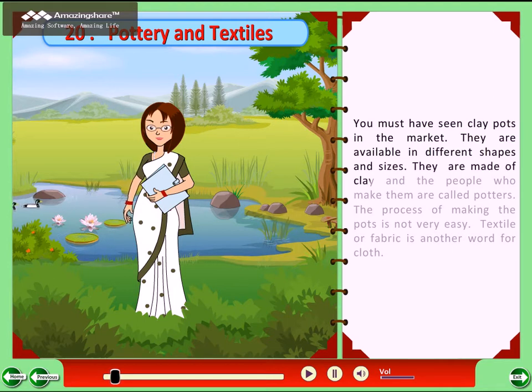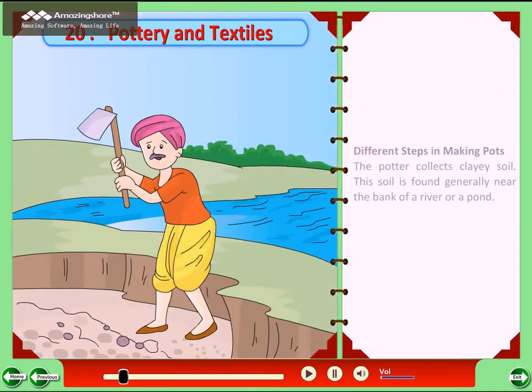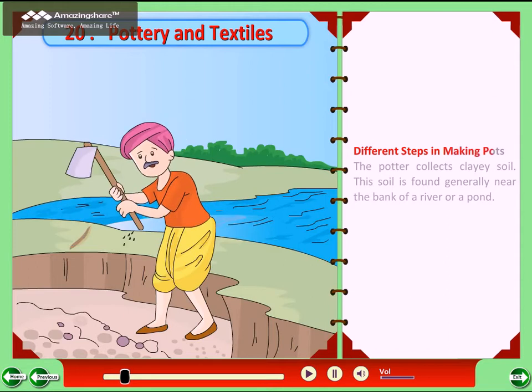They are made of clay and the people who make them are called potters. The process of making the pots is not very easy. Textiles or fabric is another word for cloth. Different steps in making pots.